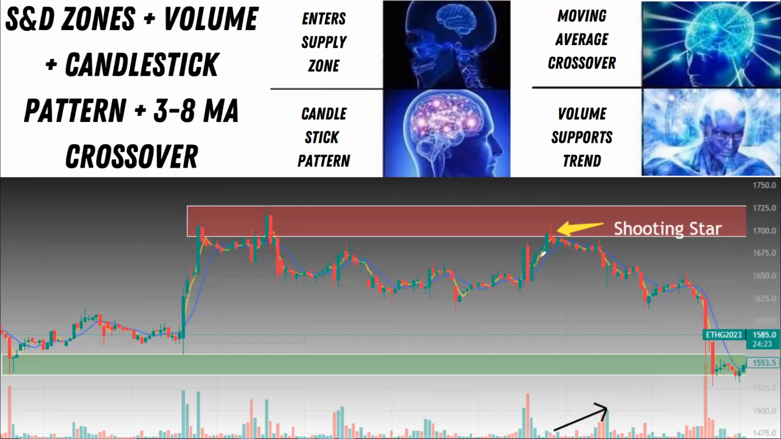So after combining 3 things, supply, candlestick patterns, and a crossover, we take a look at the volume, and we see that since that pattern started, volume was picking up, and it increased as our position was dropping lower, which is what we were looking for, a move to the downside. And that just reinforces the whole theory of putting all of this together.